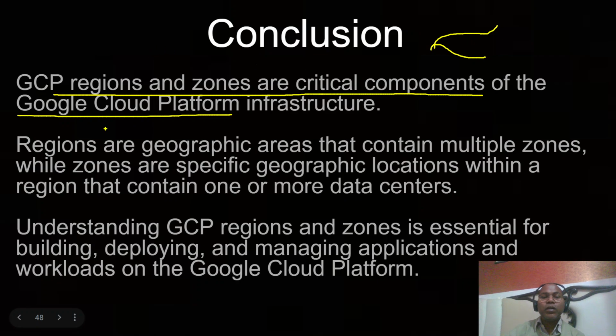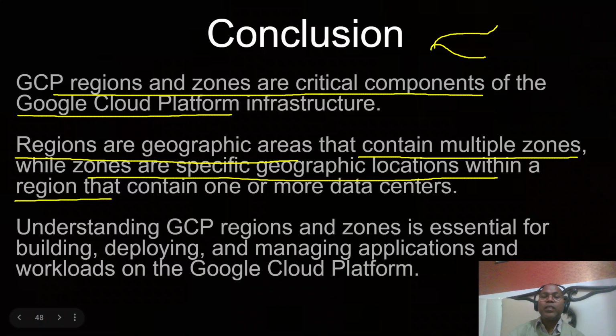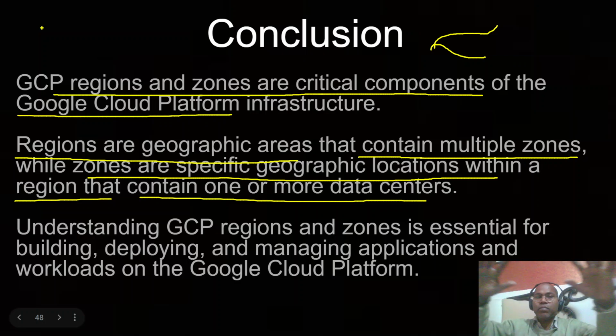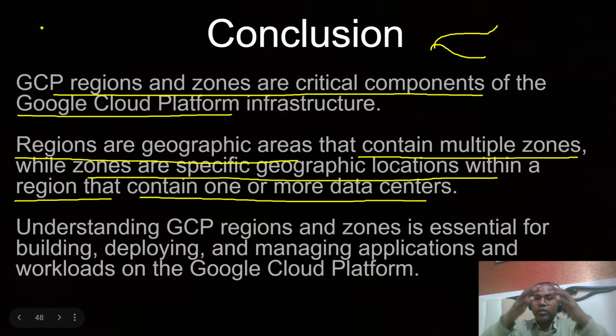Regions are geographical areas that contain multiple zones, and zones are specific locations within a region that contain one or more data centers. So regions are a much bigger geographical area, and within a region we have multiple geographical locations, and each location can have one or more physical data centers.